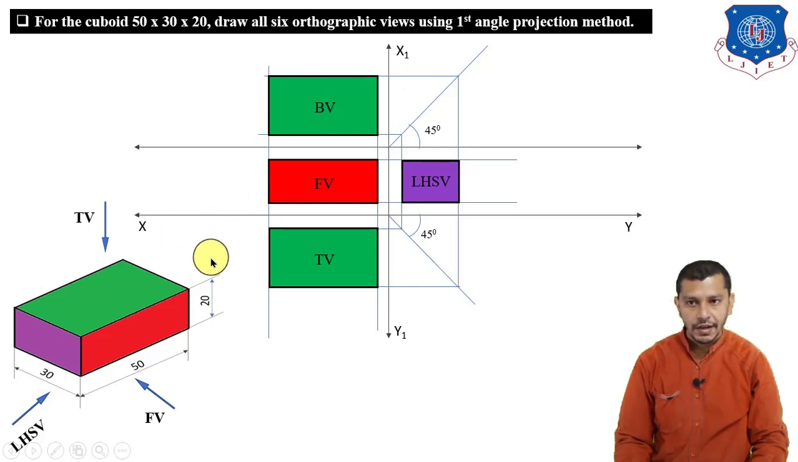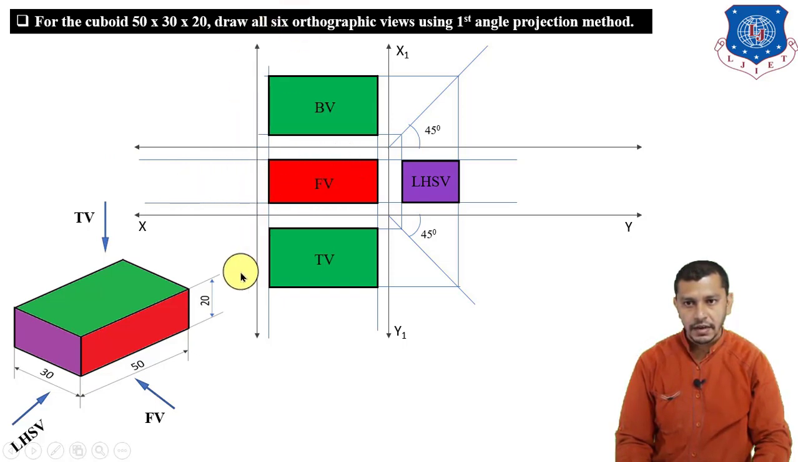Now we have to draw the right hand side view. So the right hand side view will be on the left hand side of the front view because we are using the first angle projection method, and the right hand side view will be the same as the left hand side view, and it will be a rectangle having length 30 and height 20 mm. So height is projected from the front view over here, and before projecting the height we have to draw a reference line parallel to the x1 y1 line. So this is the height.